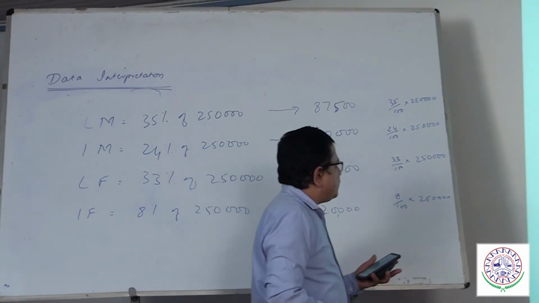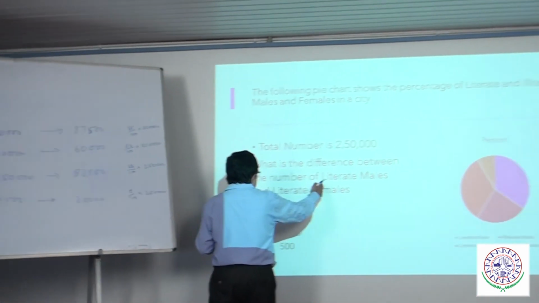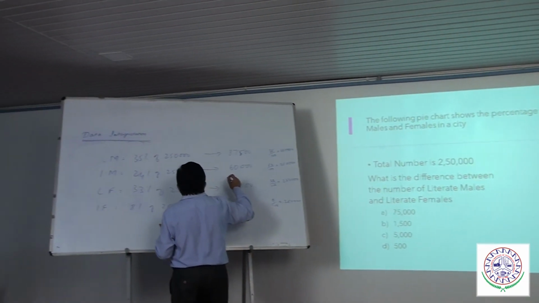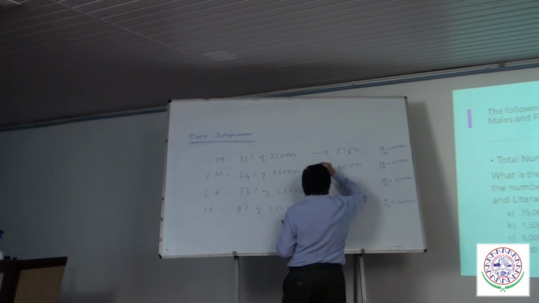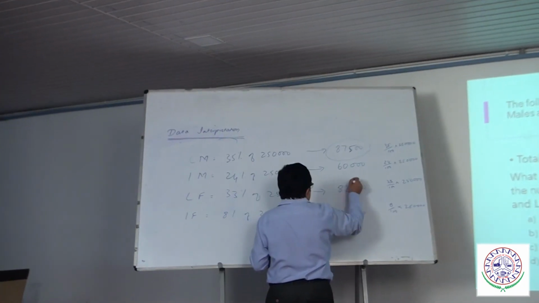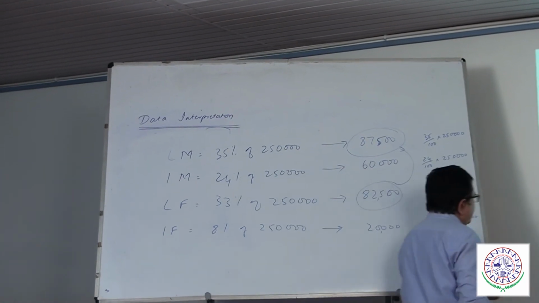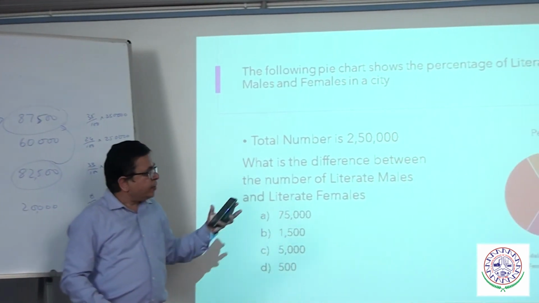Once we have these numbers, what is the question? Question is difference between literate males and literate females. Literate males is 87,500. Literate females is 82,500. Difference between these two is 5,000. So answer is 5,000.